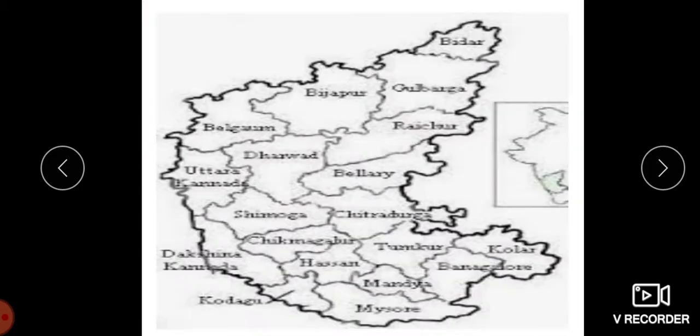Black soils are found in North Karnataka like Bijapur, Bidar, Gulbarga, Raichur, Bellary, and also in some parts of Chitradurga, and we also have it in Belgaum and also in Bagalkot, Belagavi. In all these areas we have the black soil.